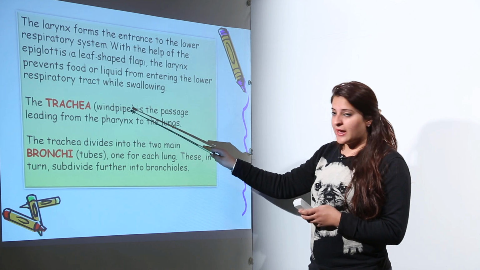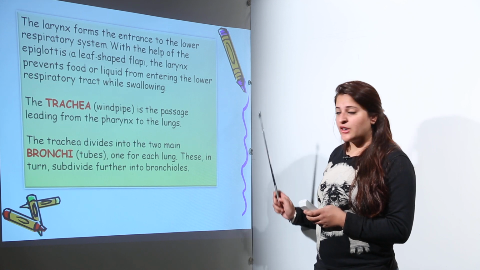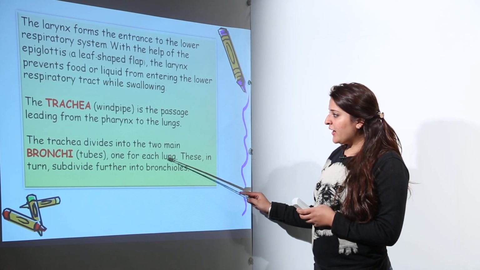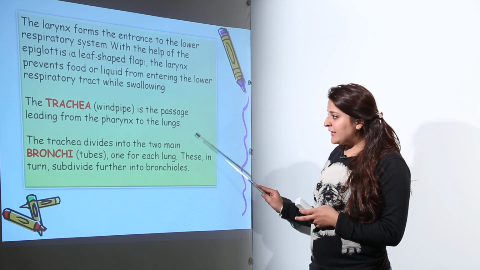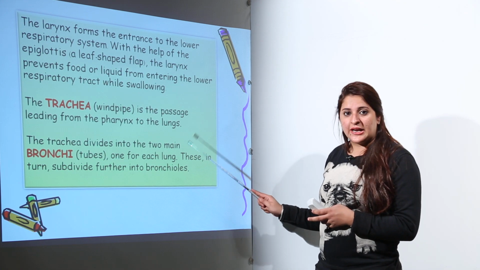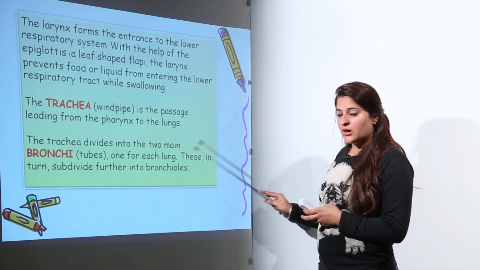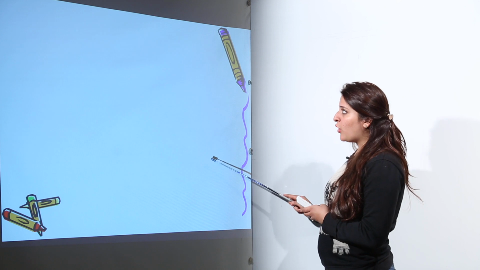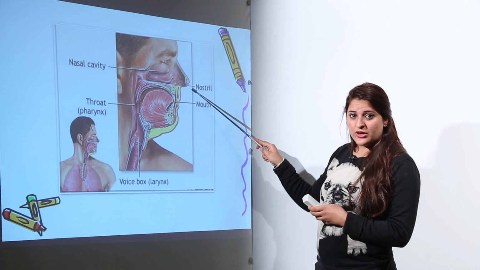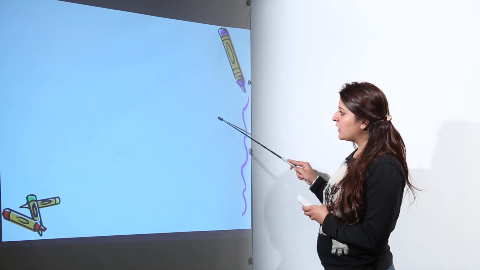The next is the trachea, which is the windpipe. It is a passage which leads from the pharynx to the lungs. From the pharynx to the lung, this path is known as the trachea. The trachea further divides into two tubes, and these two tubes are known as bronchi. One bronchus leads to each lung, both right and left. So, two bronchi, two tubes, one to each lung, and these bronchi further divide into bronchioles. So, this is what a nasal cavity is, this is what the nostril looks like, and this is how we breathe in and out through the mouth.